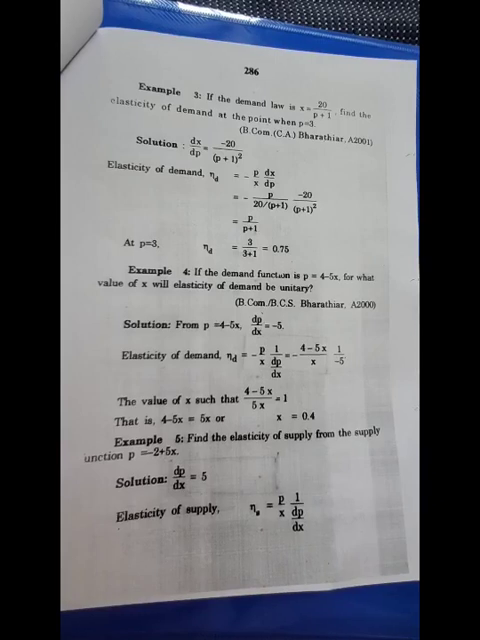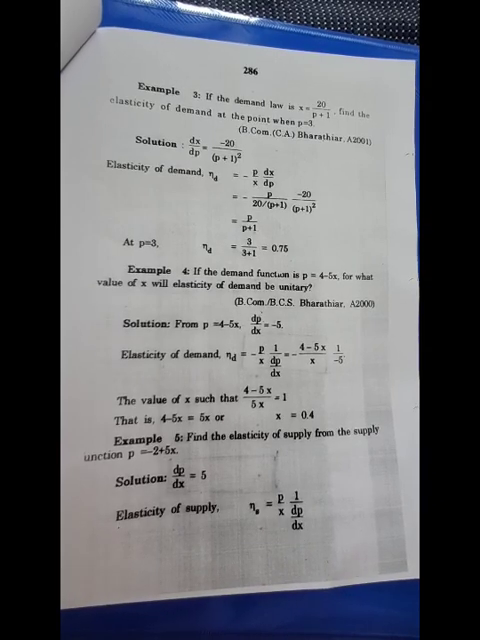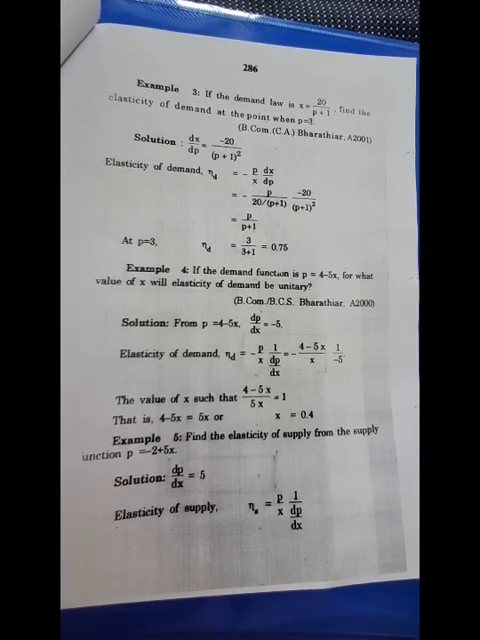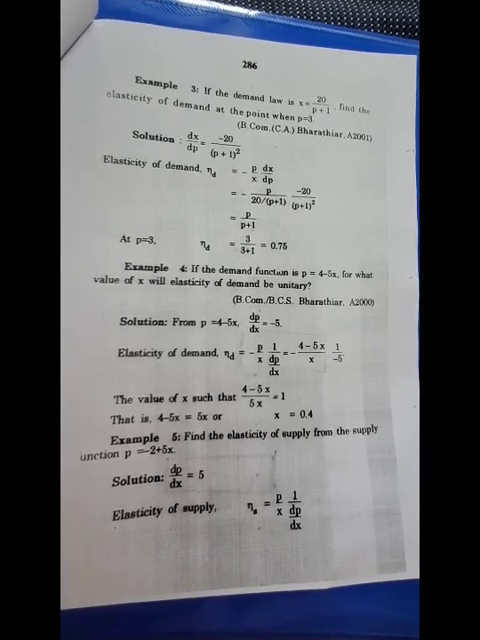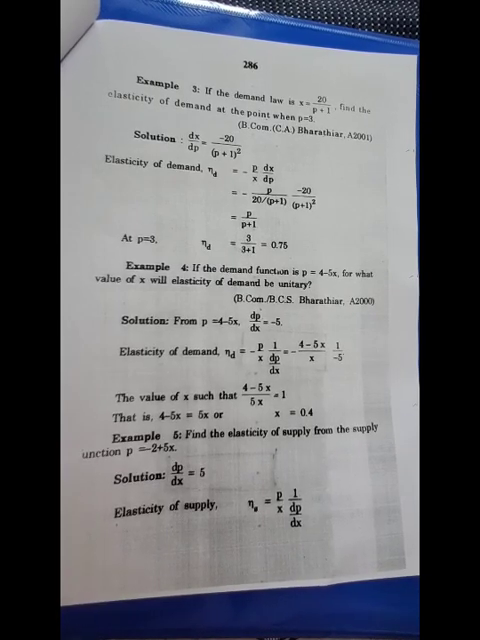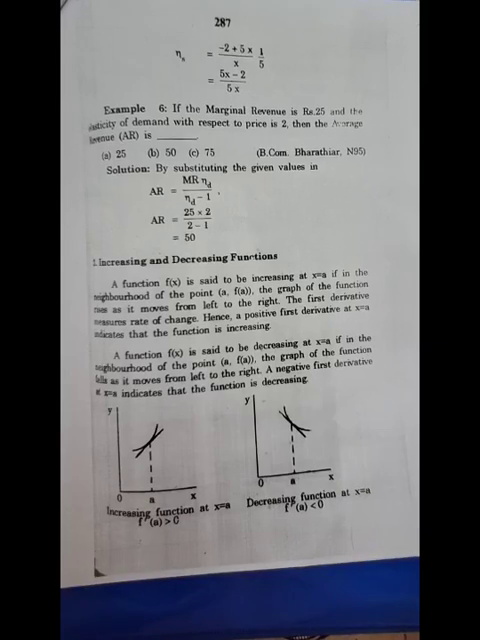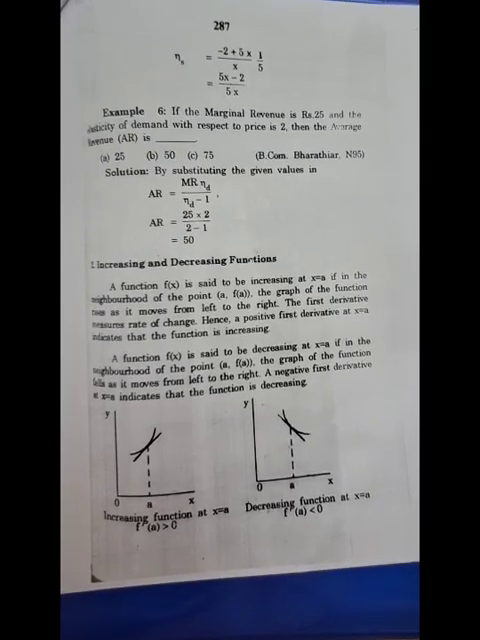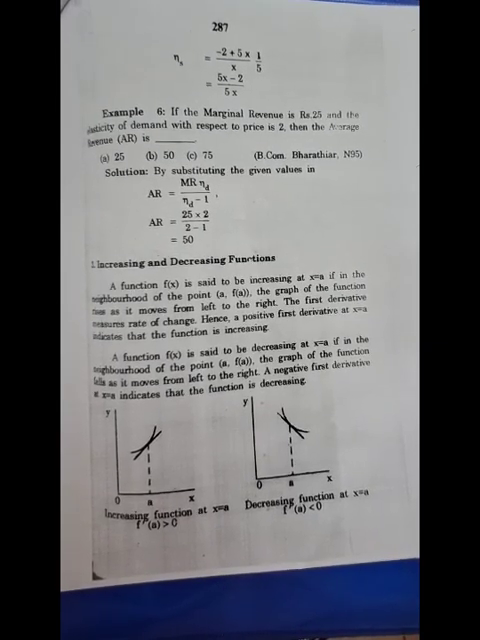Example 5. Find the elasticity of supply from the supply function P is equal to minus 2 plus 5x. Solution. Derivative of P divided by derivative of x is equal to 5. Elasticity of supply is equal to P by x into 1 by derivative of P divided by derivative of x, which is equal to minus 2 plus 5x divided by x into 1 by 5, which is equal to 5x minus 2 divided by 5x.